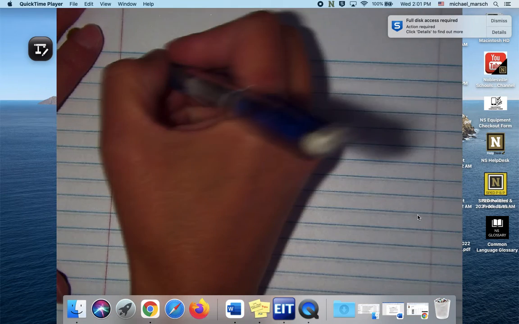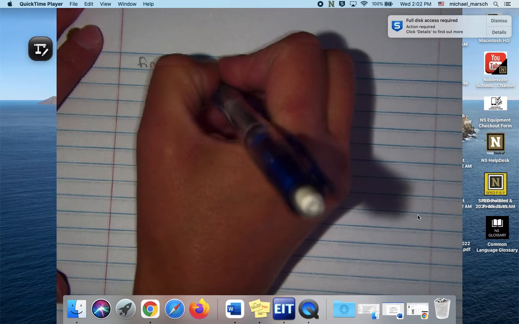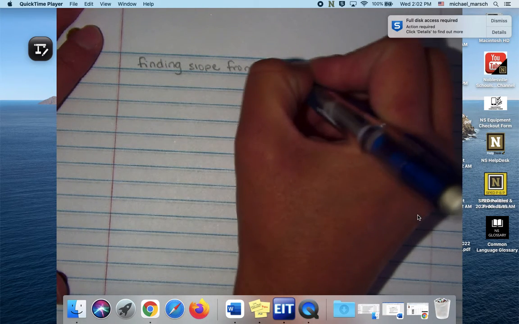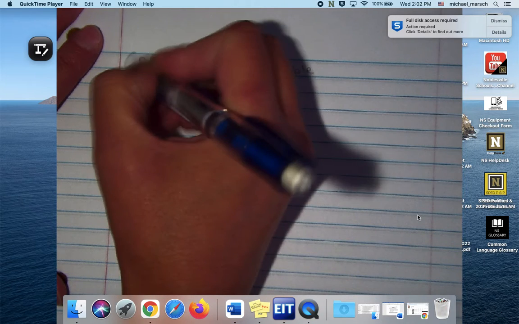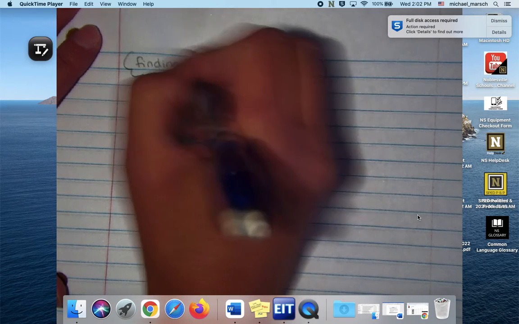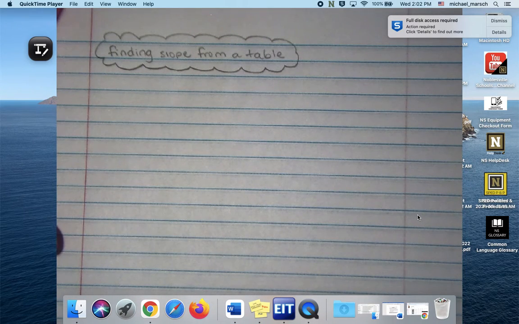Finding slope from a table. Are we going to need graphs? It says finding slope from a table. Nope, I just gave you the 2 for the ones for today. You only needed 2. It's okay. Finding slope from a table.